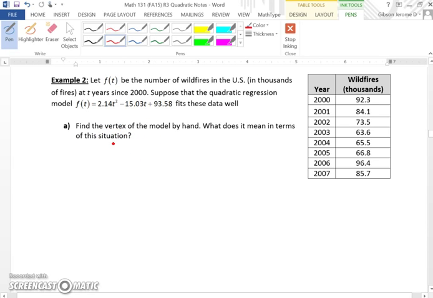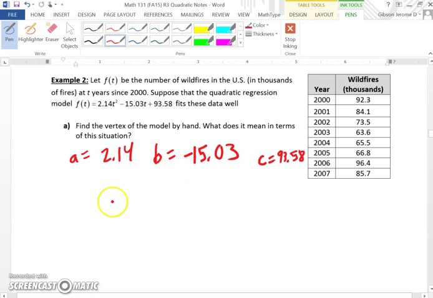So what we need to do here, we need to list our a, b, and c. Now, since this is set up in standard form of the quadratic equation, we should be able to easily tell what our a is equal to. What is a? Should be 2.14. What is b? Negative 15.03. And finally c, 93.58. So these are our values for a, b, and c.